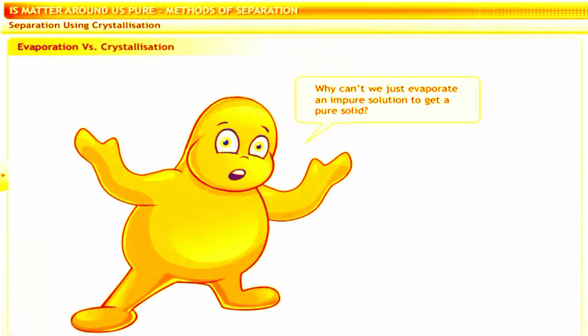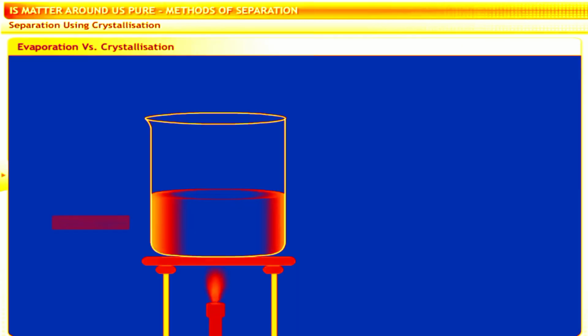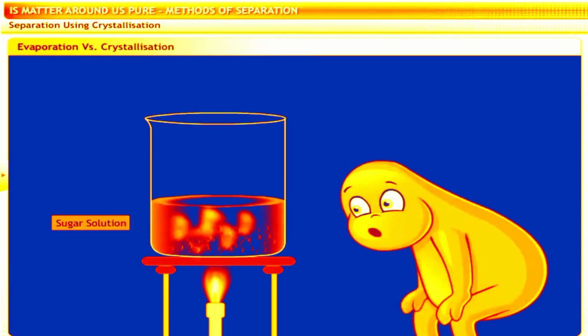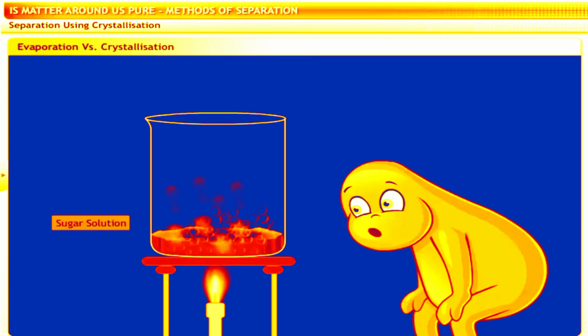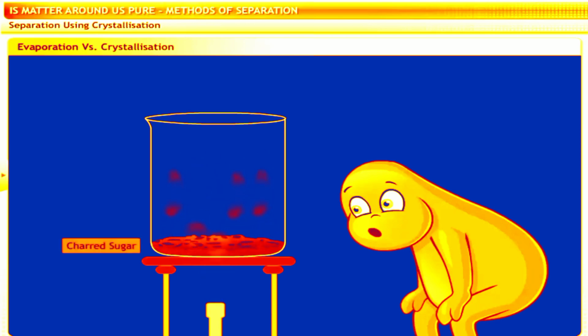Why can't we just evaporate an impure solution to get a pure solid? When you heat a sugar solution, for example, the sugar may get charred when you heat it to dryness. On evaporating the solution, the solute may still not be pure as it may contain impurities left over from filtration. This is why crystallization is a better method.